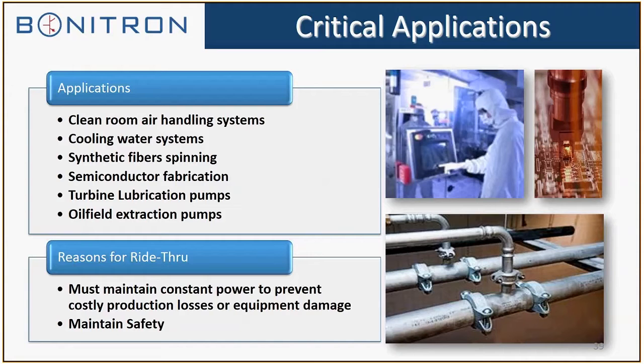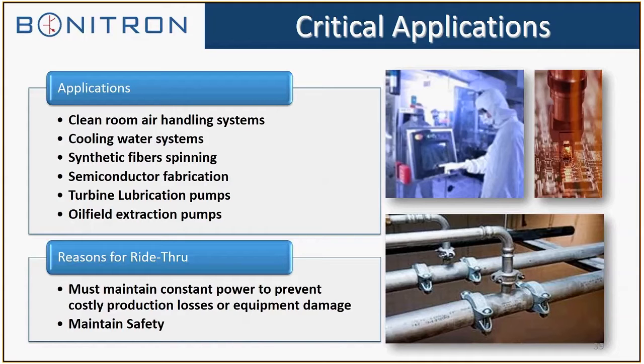The cooling water that goes to the machine tools: if there's any deviation in the flow, even though the drive rides through, the sensors in the flow line may detect a deviation and then shut the machine down anyway, and the drive may still have ridden through.